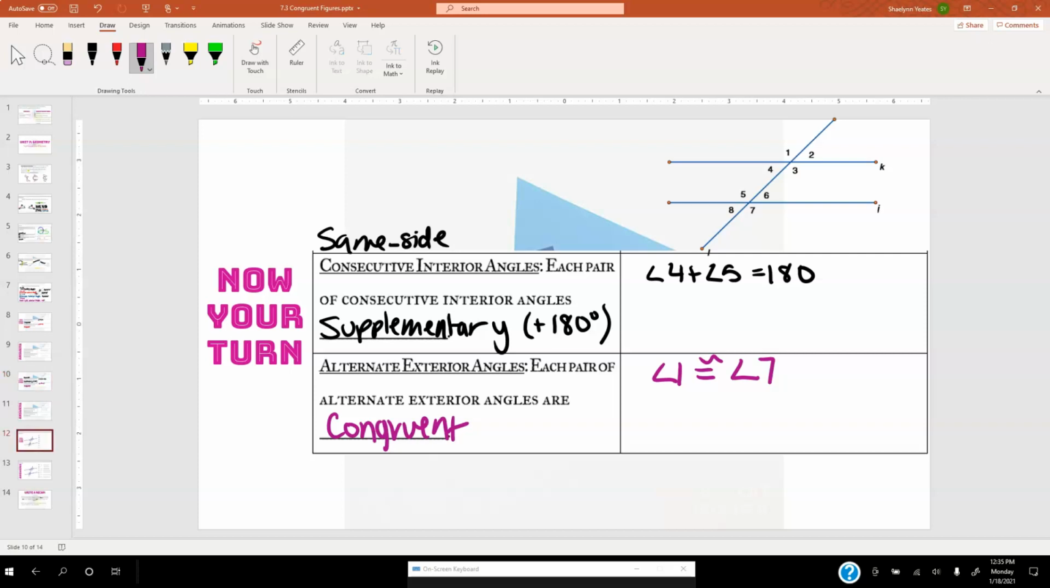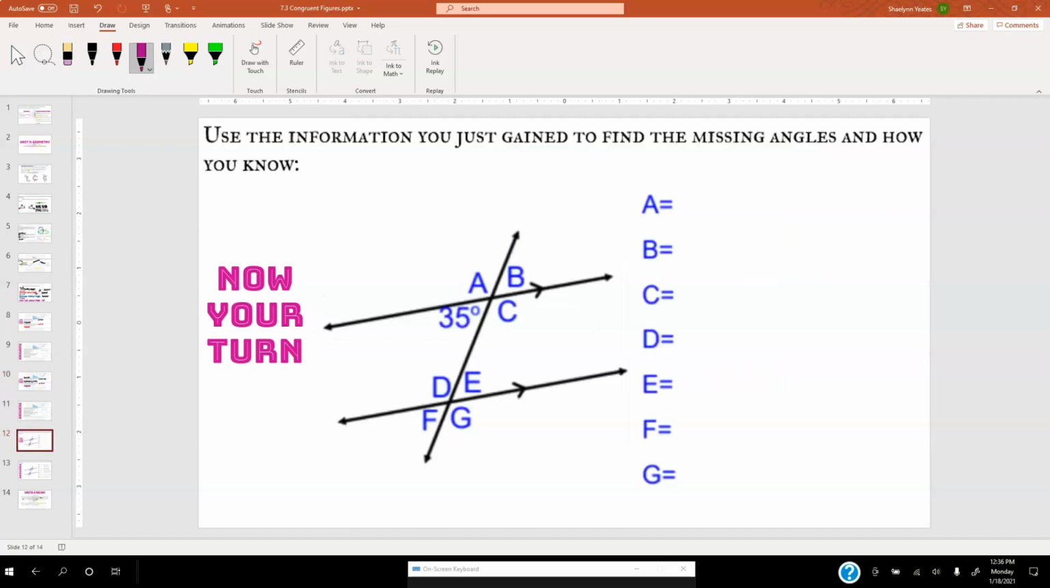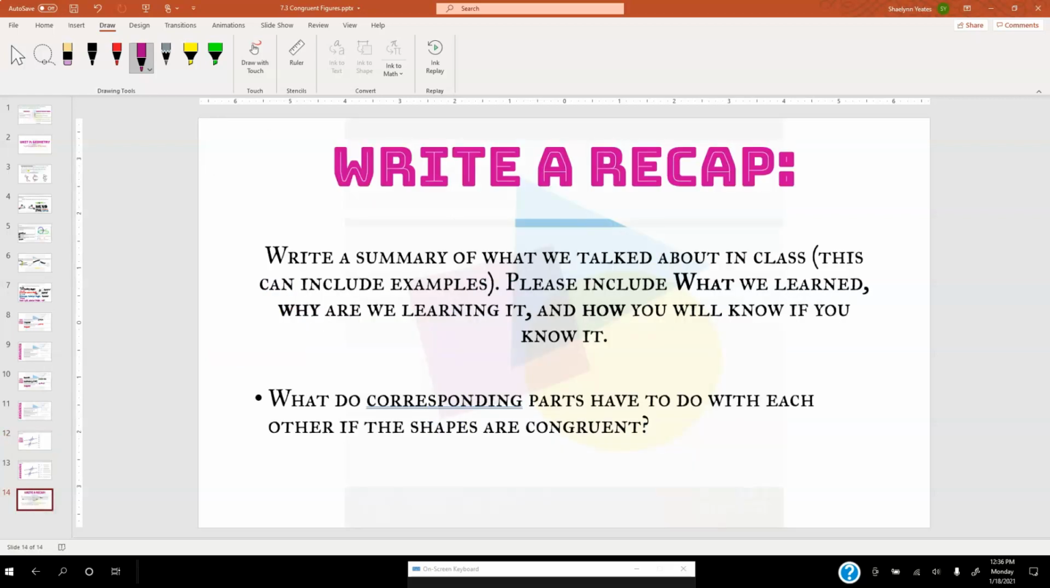Okay, from here, I want you to be able to look at this. It gives you one angle. I want you to list all the other angle measurements, so A through G, and list how you know them. So are they vertical angles? Are they corresponding angles? Are they supplementary angles? Are they alternate interior angles? List the reasons why you know. Okay? And then once you're done with that, you just have to write a recap and you are done for today.